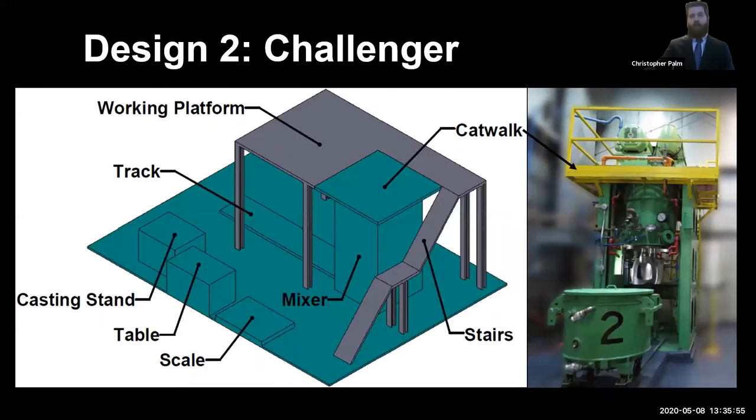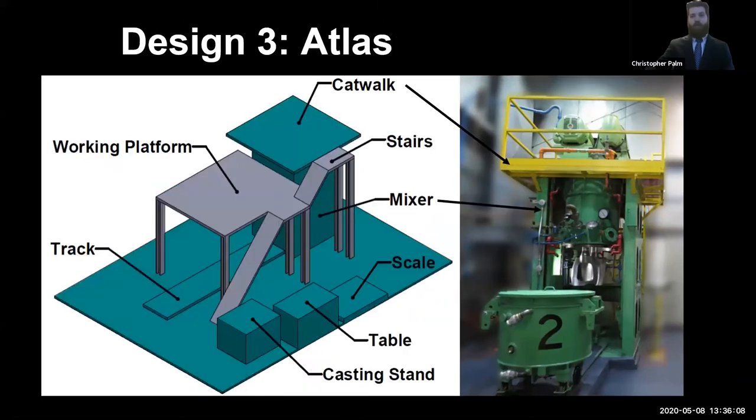Design 2, Challenger, was also thrown out because of the same reasons. The platform was too high, and the stairs were not easily accessible, also being located in the back right corner. So this brings us to design three. This is Atlas, which was chosen to be our building block for the final design. The platform was lowered, making access to the entry port easier to obtain, and the stairs are moved to the right side of the platform, allowing for easier access.